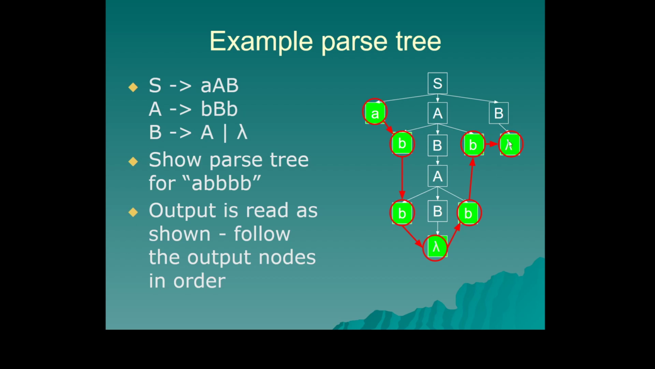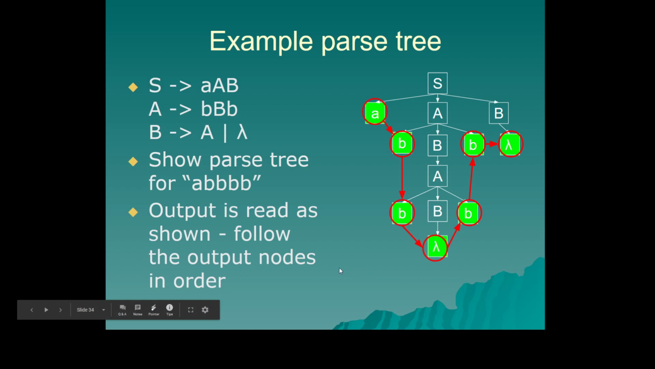We could have produced it a different way, by the way. We could have taken this B to go to A, produced some B's over here, and gone back to B and lambda, leaving this one just as lambda. There are actually a couple of ways to produce this string with a parse tree, which is a problem that we'll talk about a little bit later. But that's basically it. So, another little parse tree example here.